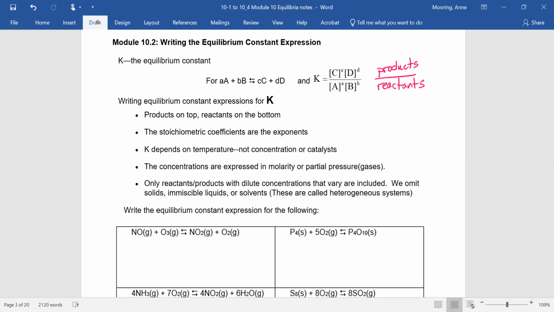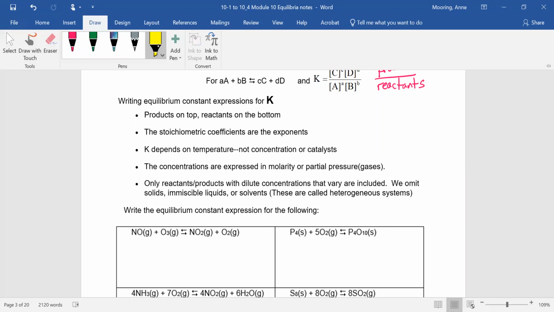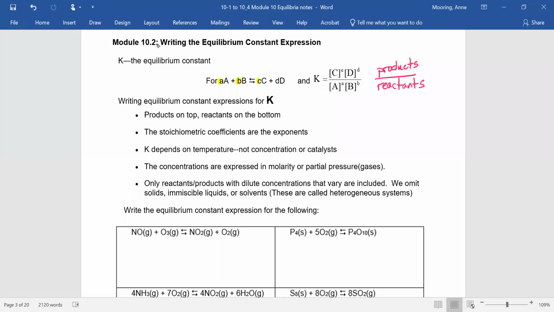So just to make really sure that you know what the coefficients are, those are the little baby letters, okay? So stoichiometric coefficients are the exponents. K depends on temperature, not concentration or catalyst. The concentrations are expressed in molarity or partial pressures if we're talking about gases.